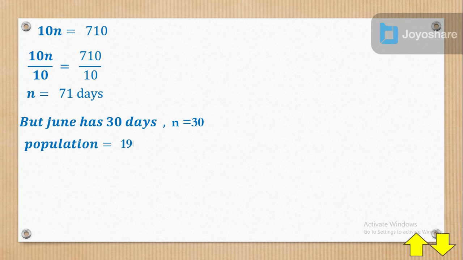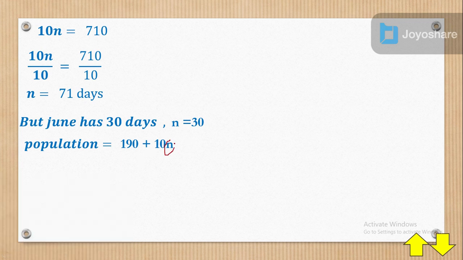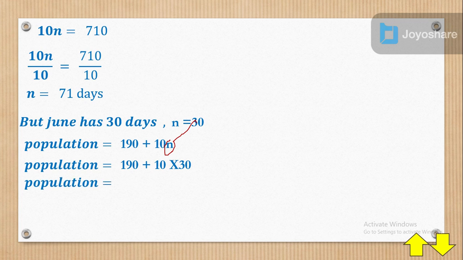From the formula, population is equal to 190 plus 10n. Now we're going to substitute. Remember, we have this value of n here as 30. So you're just going to substitute and get the population. When we substitute, it will be 10 times 30. And finally, our answer will be 490 students if you add well. So those will be the students there by the end of June. End of June, June has 30 days.